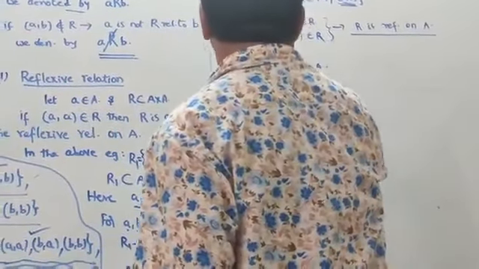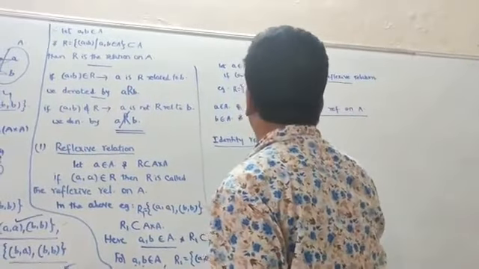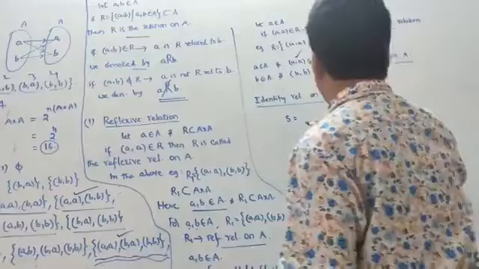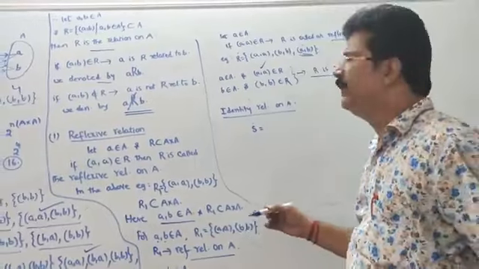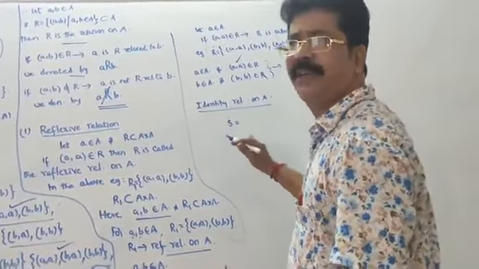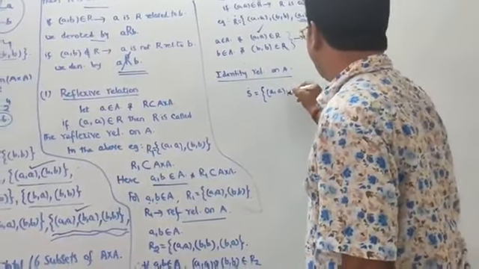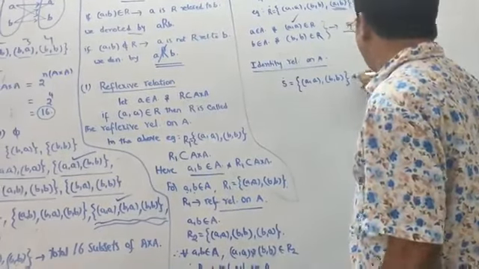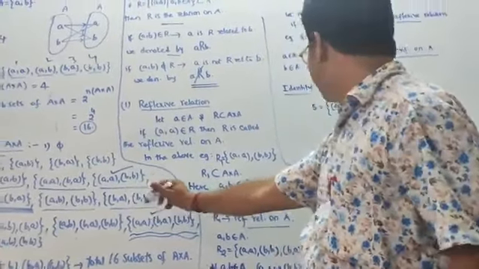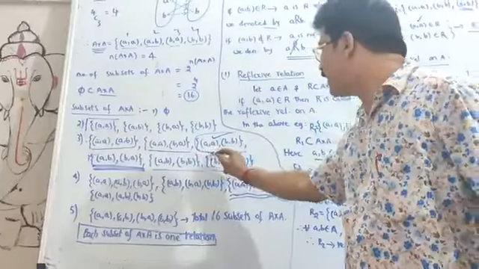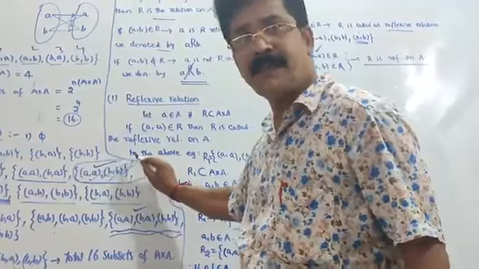Okay, next I will introduce another definition, the identity relation on capital A. I will take S equal to R. We can write any letter. You can take R1, R2, R3, or S, T. You can name it as you wish. So S is equal to the set {(a, a), (b, b)}. Out of 16 subsets, I am taking this subset. Look at the board.